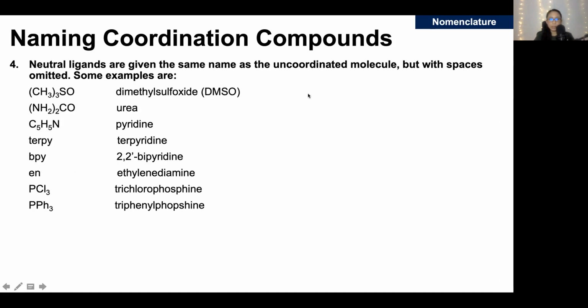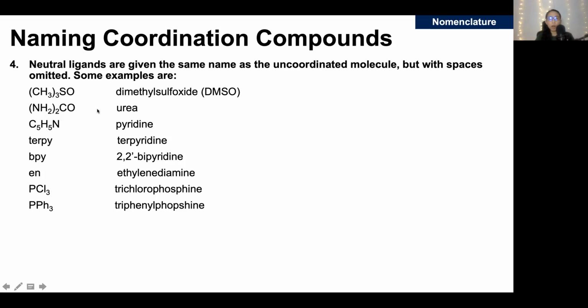Neutral ligands. So if you recall, class, when we discussed ligands, specifically the monodentate ligands in the table, you have the neutral and anions. Okay, so this tackles neutral ligands. Neutral ligands are given the same name as the uncoordinated molecule, but with spaces omitted. So these are molecules that do not have a special ligand name. Okay?